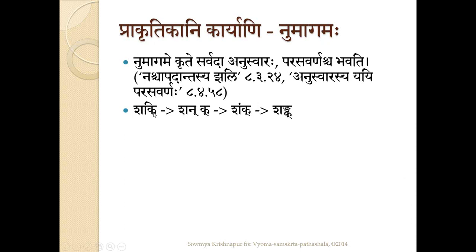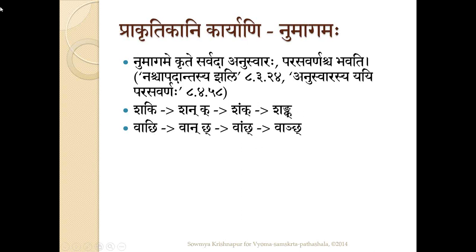So shaki ityasti dhatuhu, tatsaha idit, ikaraha itsamyakaha, idito num dhatuhu ityanena numagamaha, sh n k. Nashchapadantasya jhali, jhali pare, kakare pare, apadantasya nakarasya anuswaraha. So it becomes sh anuswara k, shank, shank. And then, anuswarasya yayi, yayi varane pare, tasya parasavarnaha. Anuswara is converted to the savarna of the para, which is the fifth letter of the varga. Kakarasya, kakare pare, anuswarasya sthane, ngakaradeshaha, shank.